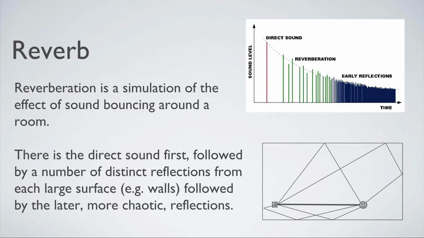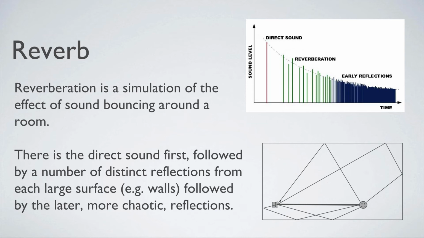Similarly, reverberation is the simulation of the effect of a sound bouncing around a room. So in a room, if you play a sound in that room, you're going to get a direct sound at the listener point. So this is the source and this is the listener, and the direct sound is the direct path to the listener. And it's always the shortest path. It's as the crow flies, so to speak.